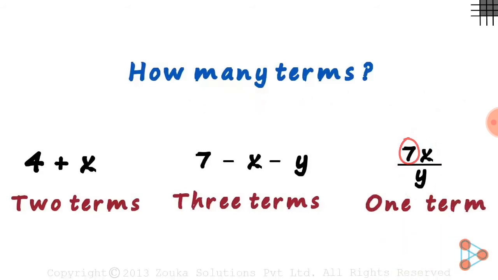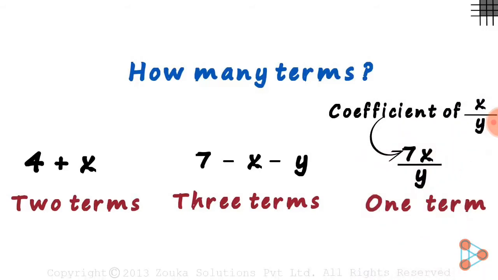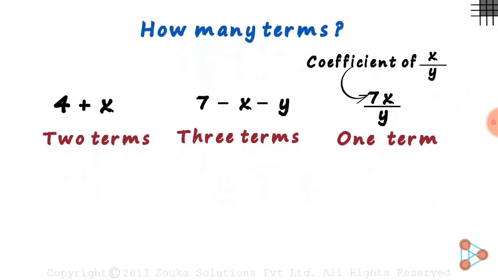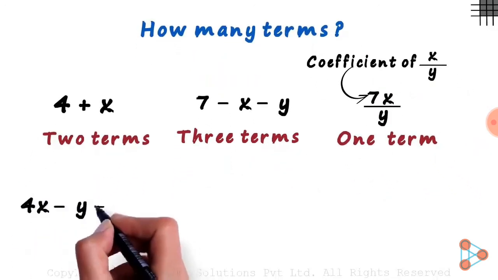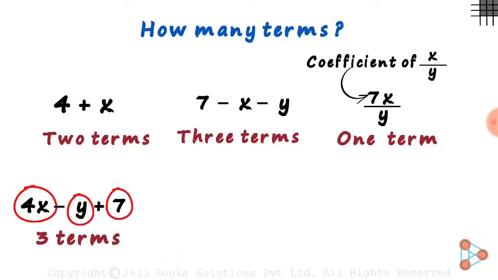What is 7 in this case? It's called the coefficient of x by y, the coefficient of this. How many terms do you think are present in 4x minus y plus 7? This is interesting. 4x is just one term since it involves multiplication. y and 7 are the other terms which are separated by a minus and a plus sign. So this expression has three terms in all, 4x, y and 7.